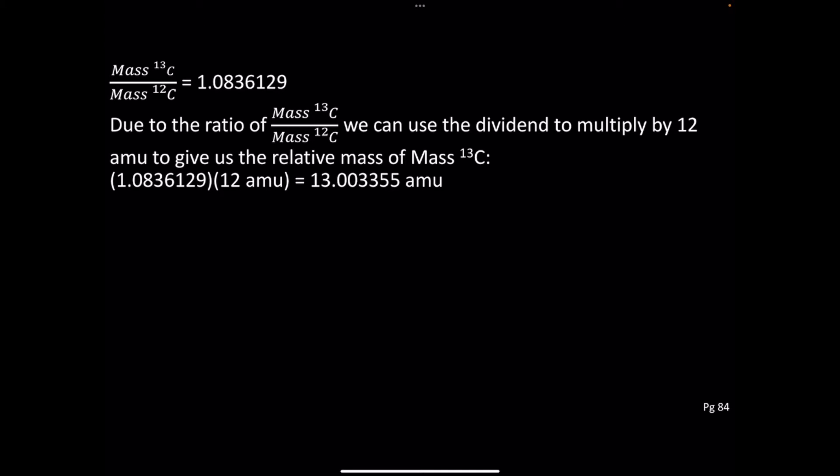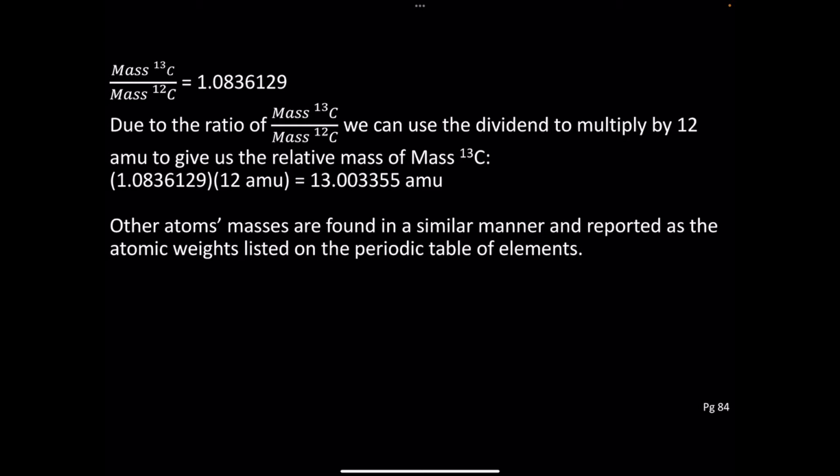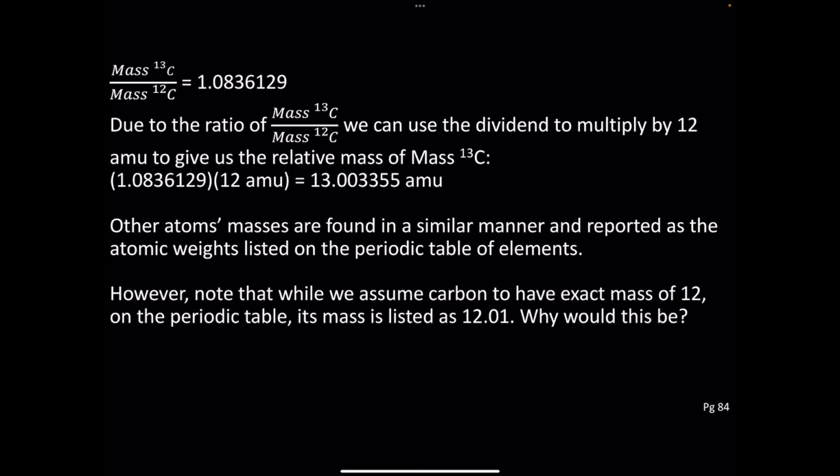We attribute it to having 7 neutrons instead of 6 neutrons like carbon-12 has. Other atoms' masses are found in a really similar manner and reported as the atomic weights listed on the periodic table of elements. So every atomic weight that we'll be using in chemistry is based off of this carbon-12 base model, where everything else is relative to that. Also note that while we assume carbon to have exactly a mass of 12, on the periodic table its mass is listed as 12.01. And so the question is begged, why is that?